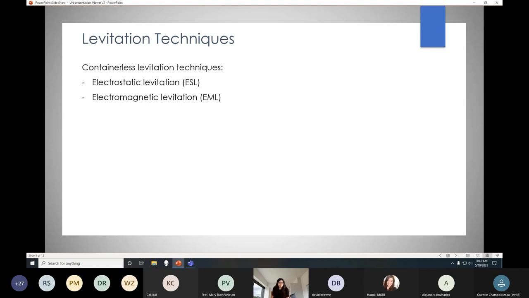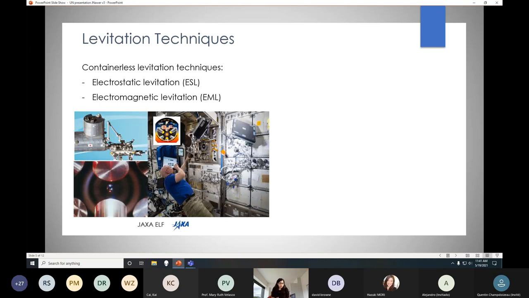So in my talk today, I'd like to talk about the facilities that we utilize. The first facility that I want to talk about is the JAXA-ELF. JAXA-ELF is currently located in the ISS Kibo module, and you can see astronaut Scott Kelly in front working with the JAXA-ELF here. The picture on the bottom right shows the sample levitated inside the ELF chamber between a pair of vertical electrodes. And the horizontal electrodes are used to stabilize the sample during the testing.